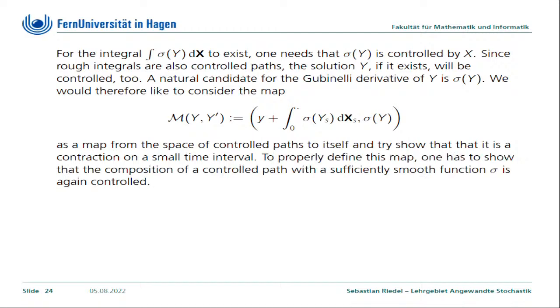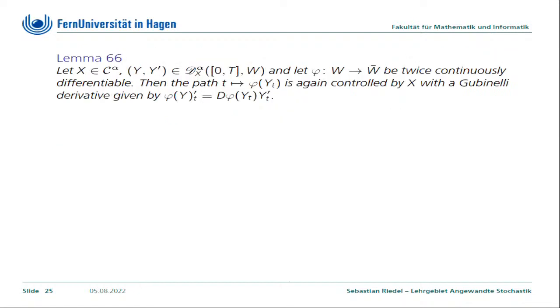To properly define this map, we have to define it on the space of controlled paths. So what we need is to prove that the composition of sigma with a controlled path is again a controlled path. Then we could reasonably define this map. And we can assume that sigma here is sufficiently smooth. So we need a corresponding result, and the result is this lemma.